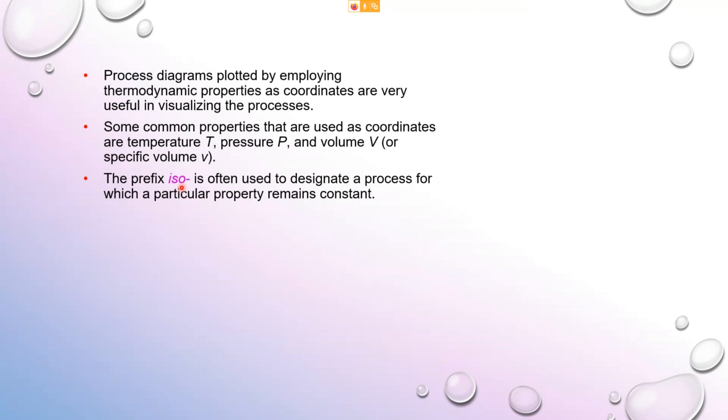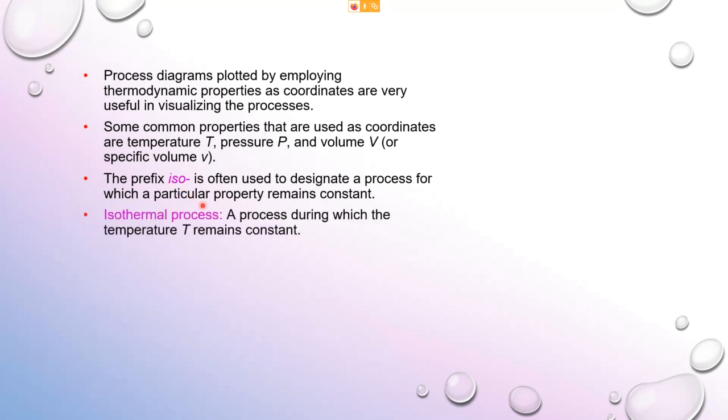The prefix iso, let's say isobaric. Isobaric is constant pressure. Whenever you use the prefix iso to represent something, iso is actually referring to some property which is constant. For example, isobaric means constant pressure. Isothermal means constant temperature. Isochoric means constant volume. So that is why certain terms make use of the word iso, to represent that the particular property remains constant even after it has undergone a process.